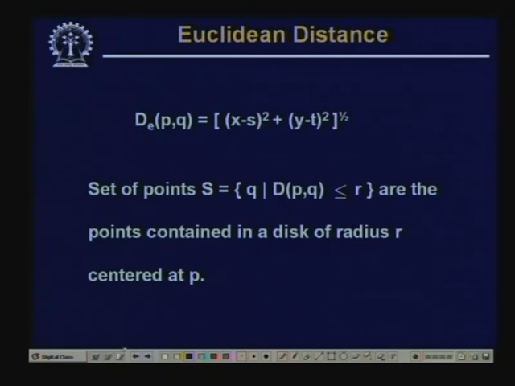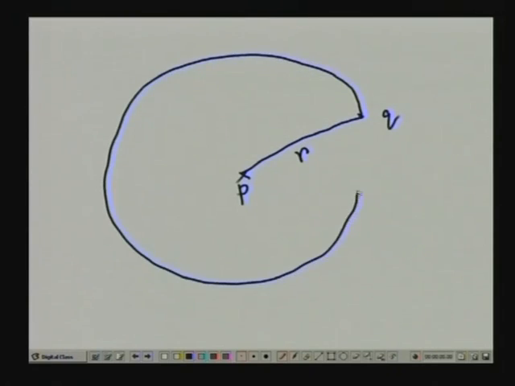You find that suppose I have a point p here and I take a point q and I say that the distance between p and q is r. So, if I take the set of all these points where the distance is equal to r, that forms a circle like this. All other points having a distance less than r from the point p will be the points within this circle.